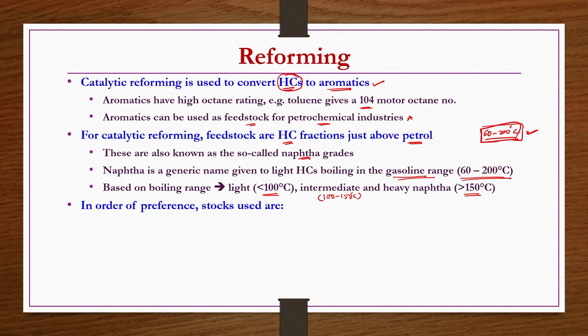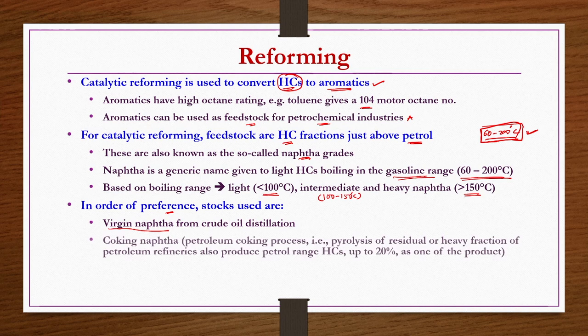In the preference order, primarily it is better if you have virgin naphtha from crude oil distillation, which we have already discussed in the complex flow chart of the refinery processes. Then coking naphtha is also possible. Like in the previous lecture, if you do the pyrolysis of residual or heavy fractions of petroleum refineries, they also produce petrol range hydrocarbons, up to 20% by volume, right? So that can also be used as a naphtha for the reforming purpose.